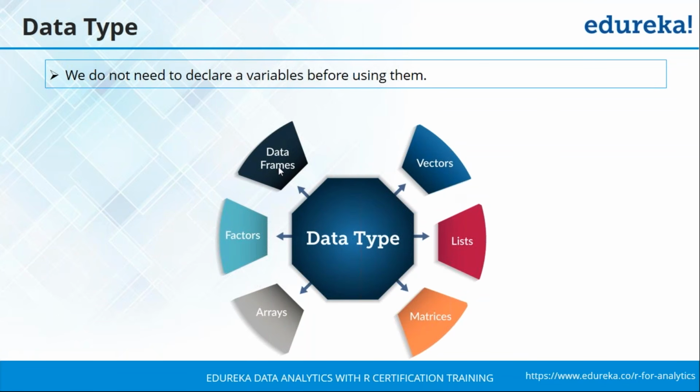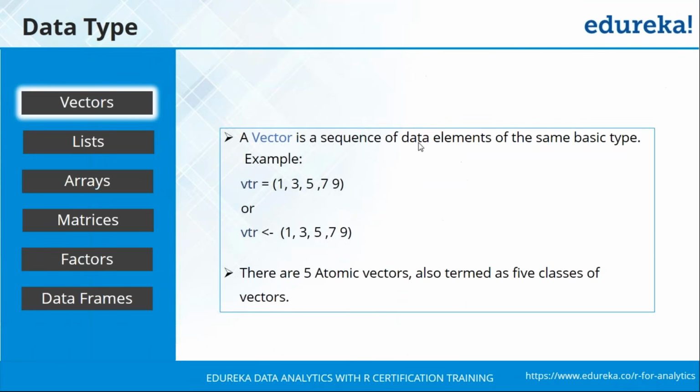So let's deep dive into each of these data types. We'll start off by understanding vectors. A vector is a sequence of data elements of the basic data type. If you look at the example here, I'm storing numerical values into my vector. The assignment of a vector can vary with the usage of the assignment operator, but vectors themselves can be classified into 5 different atomic types, better known as the 5 classes of vector.